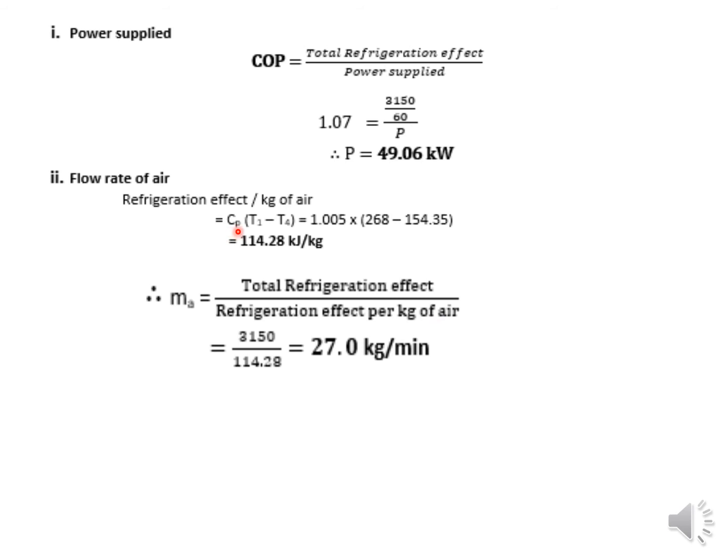So already I said refrigeration effect will happen at the evaporator. The temperature is passing from T4 to T1, but T4 is the lesser temperature, T1 is the higher temperature, and it is happening at constant pressure. So always you should note refrigeration effect we need to calculate at the evaporator. So evaporator Cp is 1.005, T1 is given, and T4 we have calculated from that TP relation. We got the refrigeration effect per kg of air. So just substitute here, you will get the mass of air as kg per minute, right?